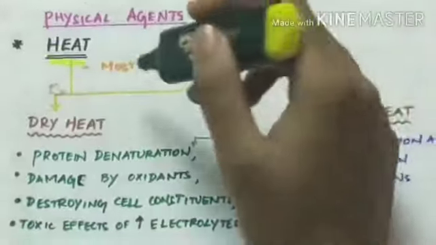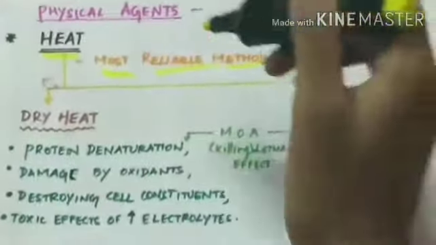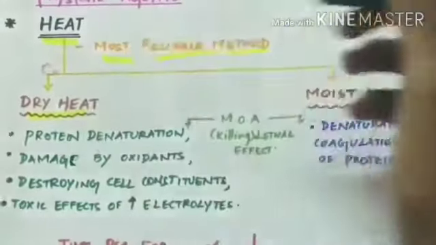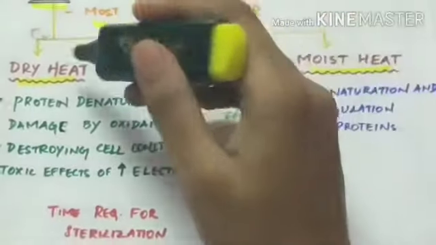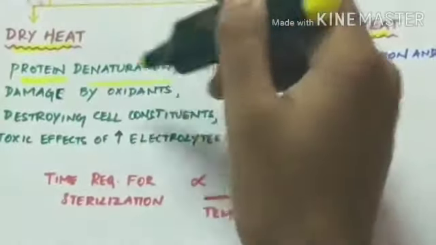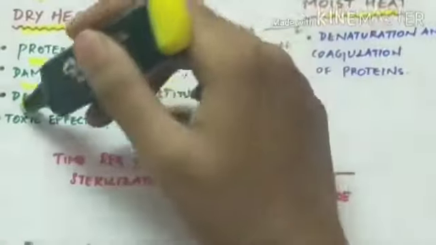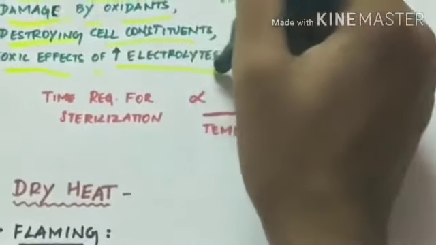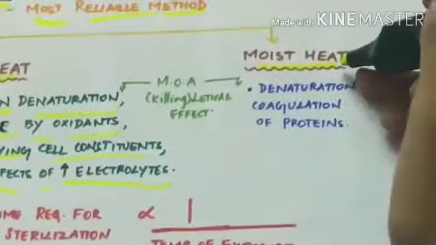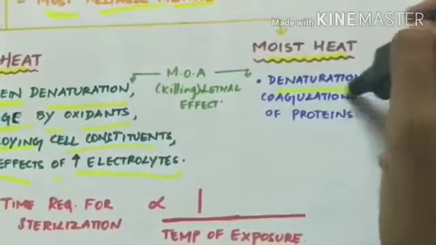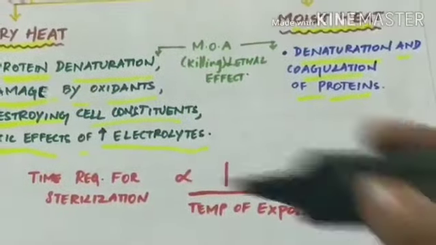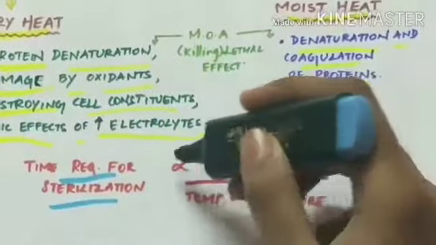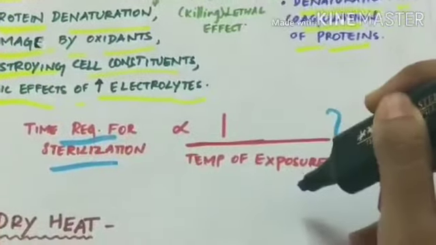First is heat. Heat is the most reliable method of sterilization. It is of two types, dry heat and moist heat. The mechanism of killing, that is the lethal effect of dry heat, is protein denaturation, damage by oxidants, destroying cell constituents and toxic effects of increased electrolytes. For moist heat, the lethal effect is by denaturation and coagulation of proteins. The time required for sterilization is inversely proportional to the temperature of exposure.